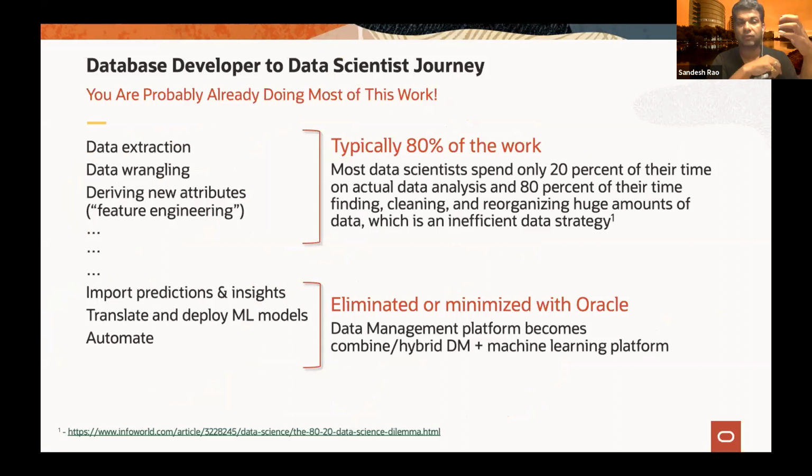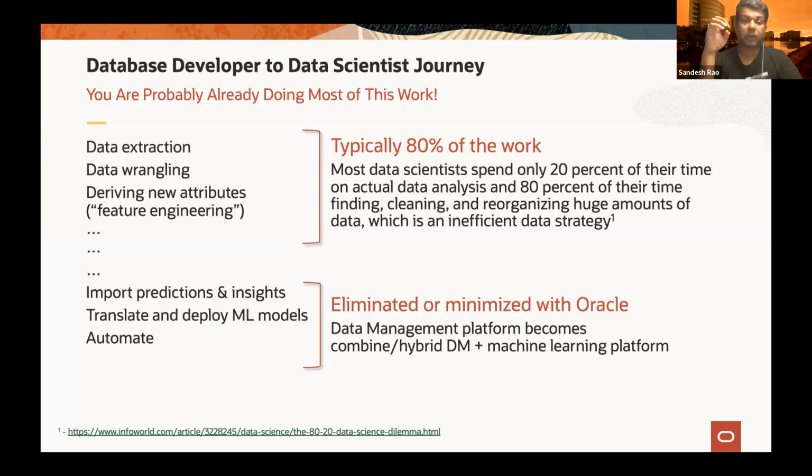When you do data extraction, you're basically pulling out a certain set of attributes out of this data. You're doing something called feature engineering. I'll go into these terms as we go through the presentation, because if you are transitioning as a database developer or as a DBA to a data scientist role, you should know all these terms. The majority of the work is always in the data extraction, wrangling, and the feature generation. That's typically 80% of any machine learning project.